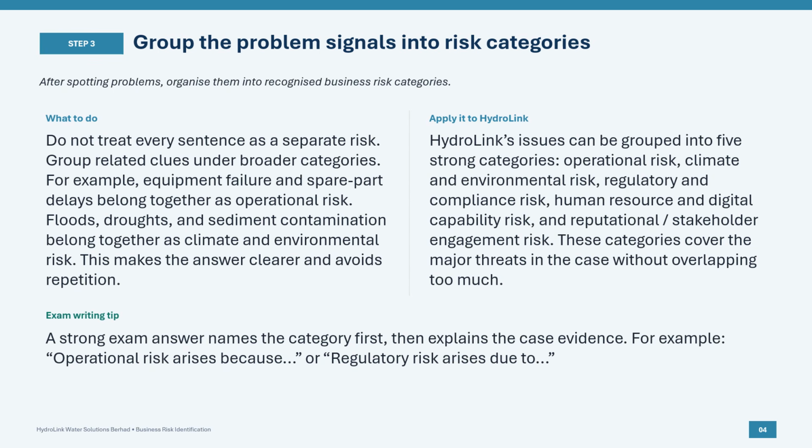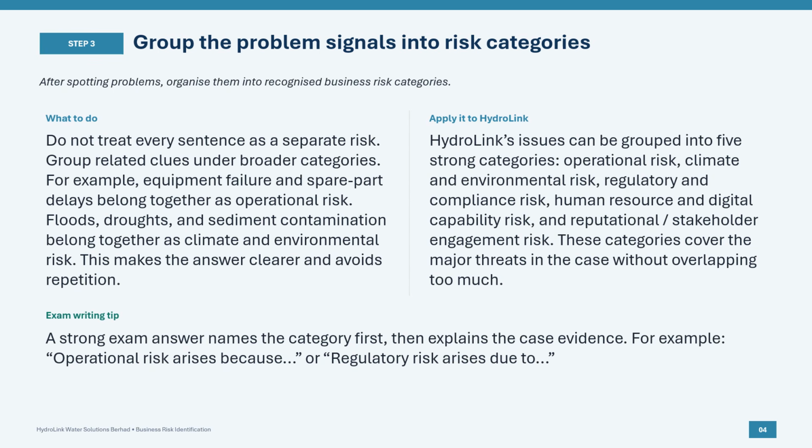So this makes the answer clear and avoids repetition. What does repetition mean? Avoid repeating the same risk. You cannot repeat it, only one time. If you say it is an equipment failure risk, then you cannot say spare part delay risk, because these are the same one risk.